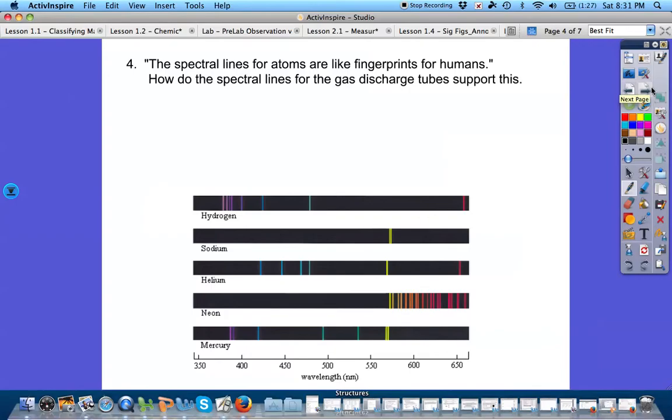So here we have the spectral lines for 5 different elements. We have hydrogen, sodium, helium, neon, and mercury. And we have this statement: the spectral lines for atoms are like fingerprints for humans. So how do the spectral lines for the gas discharge tubes support this? Well, if you look at these, none of the spectral lines are exactly the same for any of the different elements. And just like you do not have the same fingerprints as anybody else, neither are the spectral lines going to be the same for other elements.